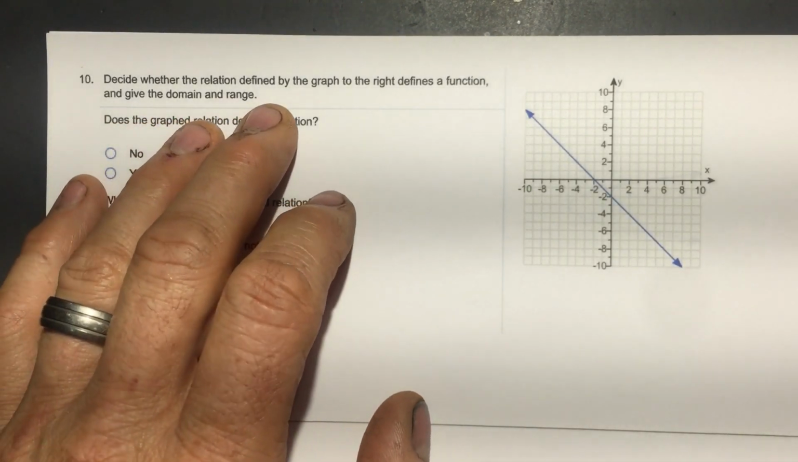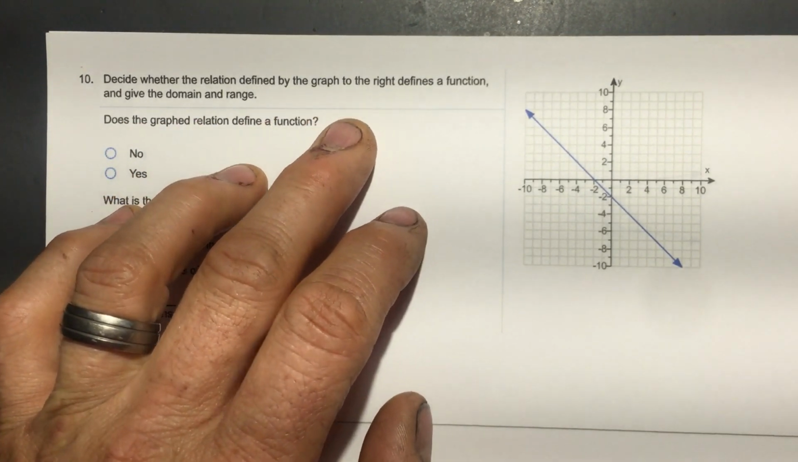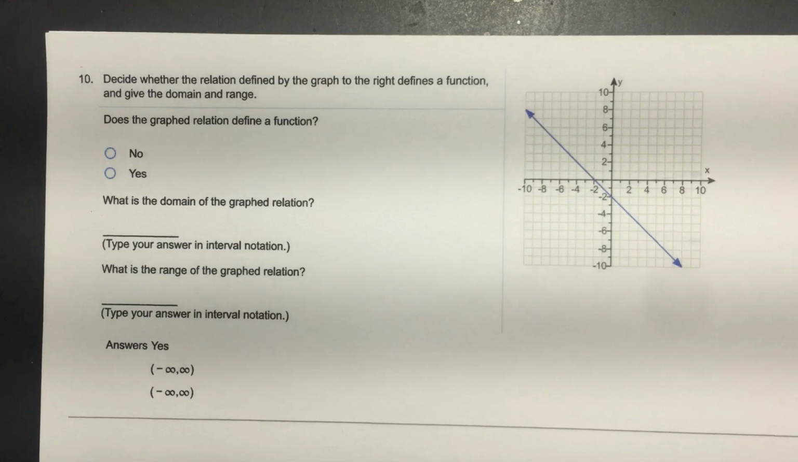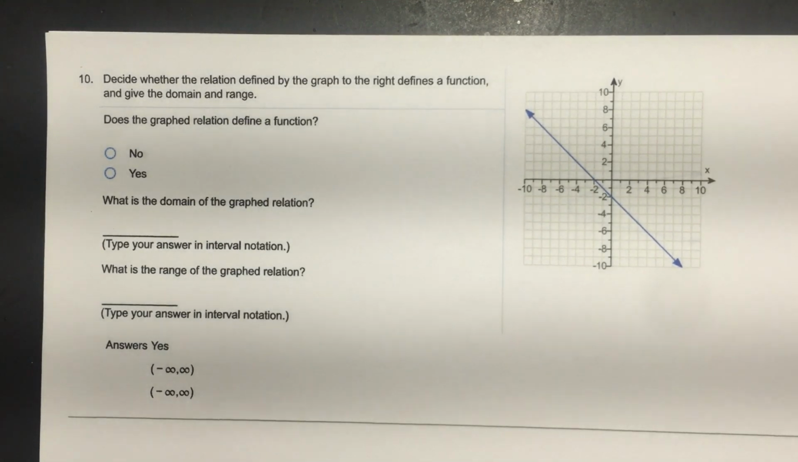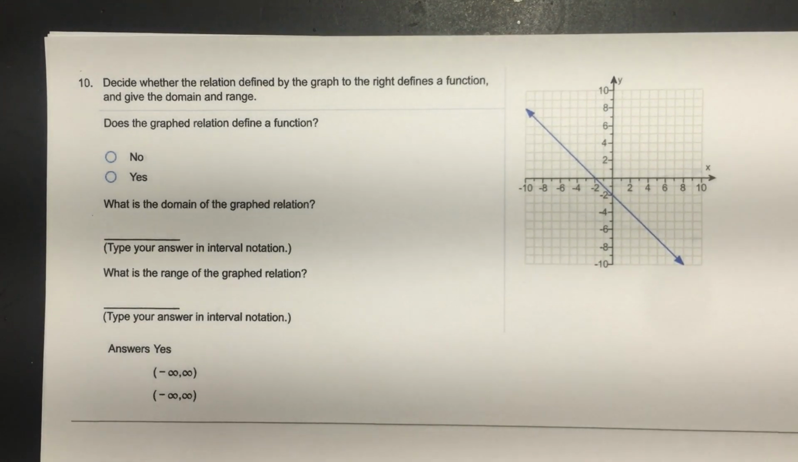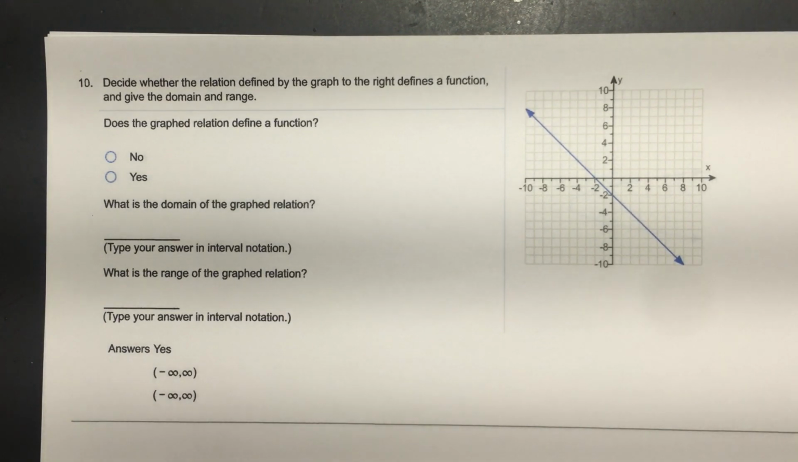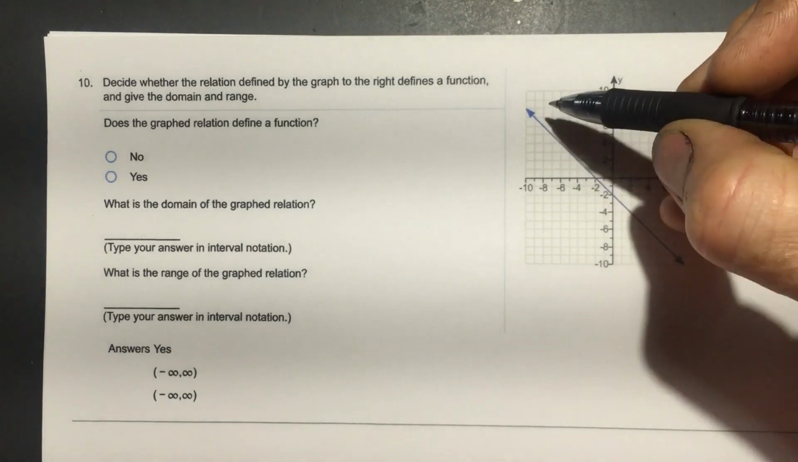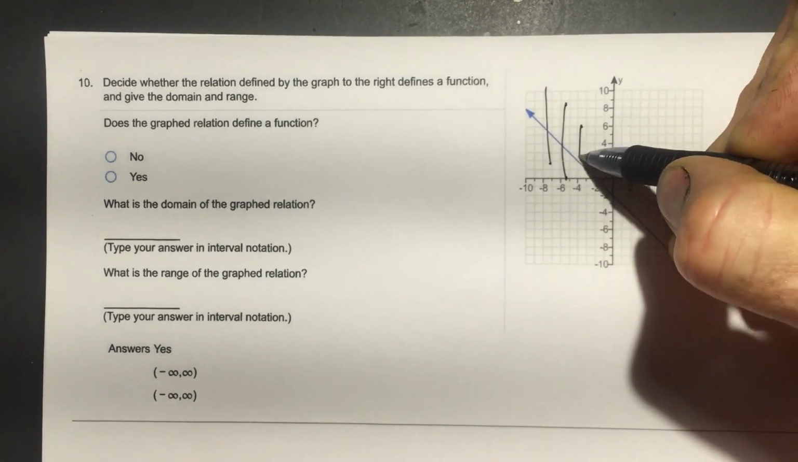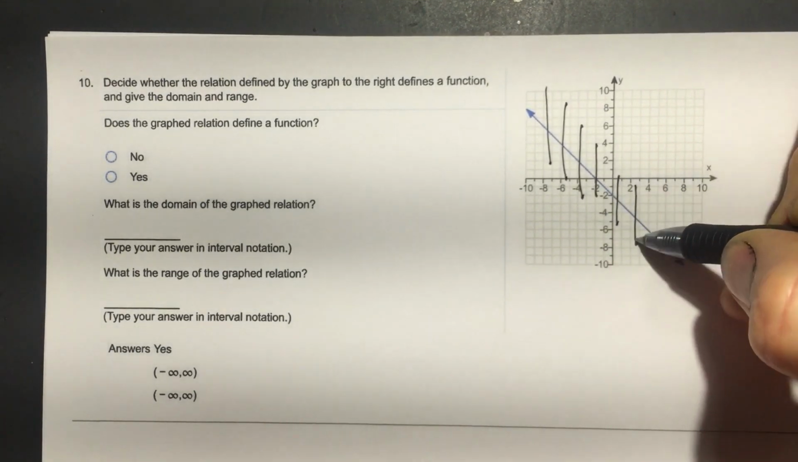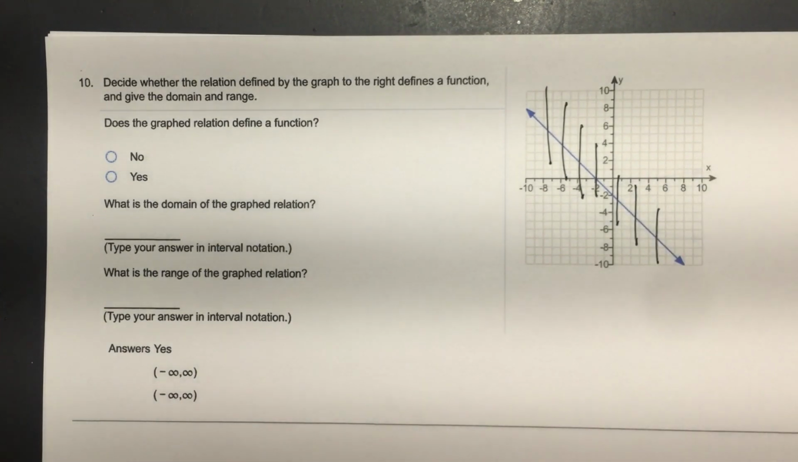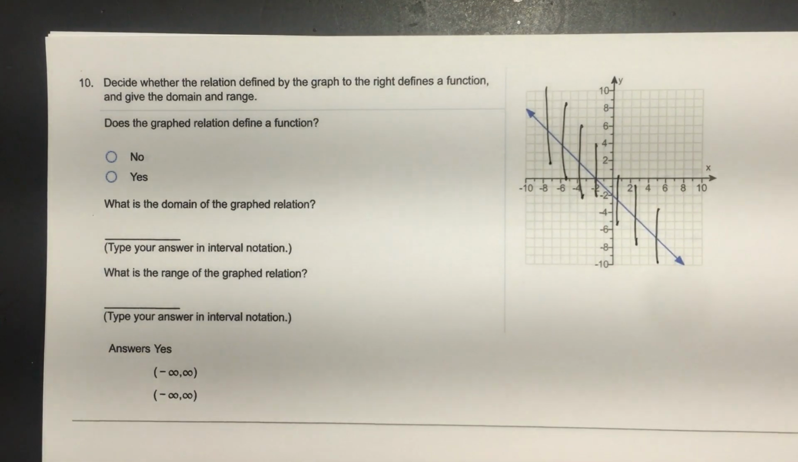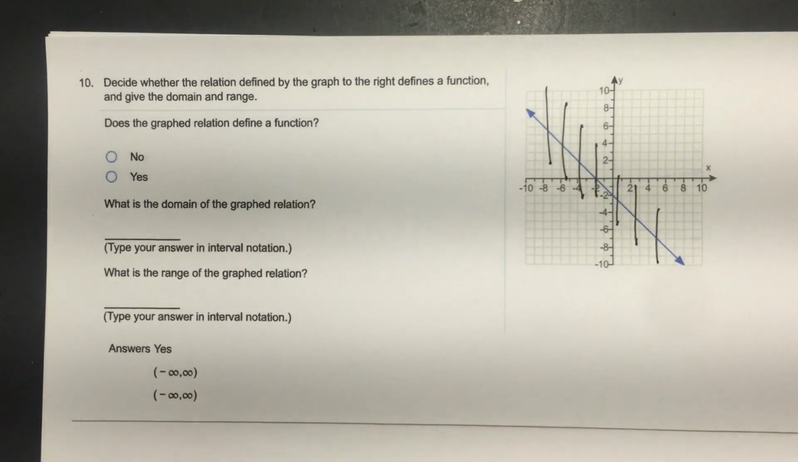Okay, decide whether this relation defined by the graph is a function. Okay, now, when you have a graph, what you got to do is employ what's called the vertical line test. What the vertical line test is, if you can draw a vertical line anywhere and touch it twice, it's not a function. Well, this one here, it's okay. It is a function. So yes, it is a function.